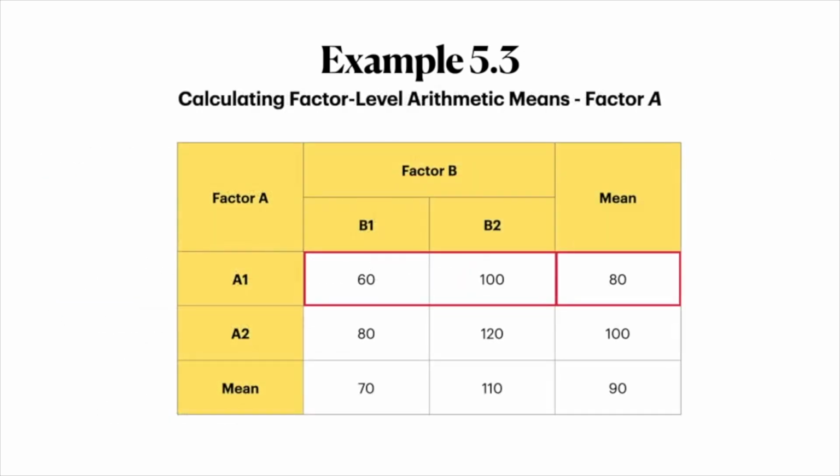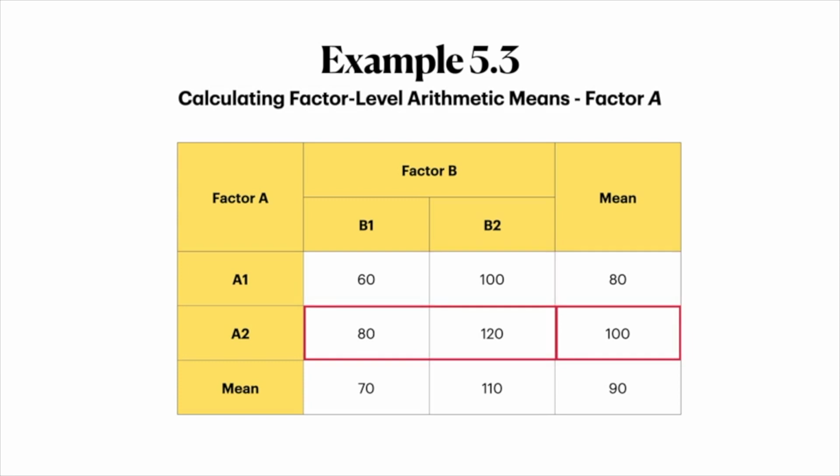And so here we see the calculations in the context of the two-way table, and you can see that I've augmented the table with a column out here to the right to contain those row means. And so the arithmetic mean of the first level of factor A is 80, and the arithmetic mean of the second level of factor A is 100.